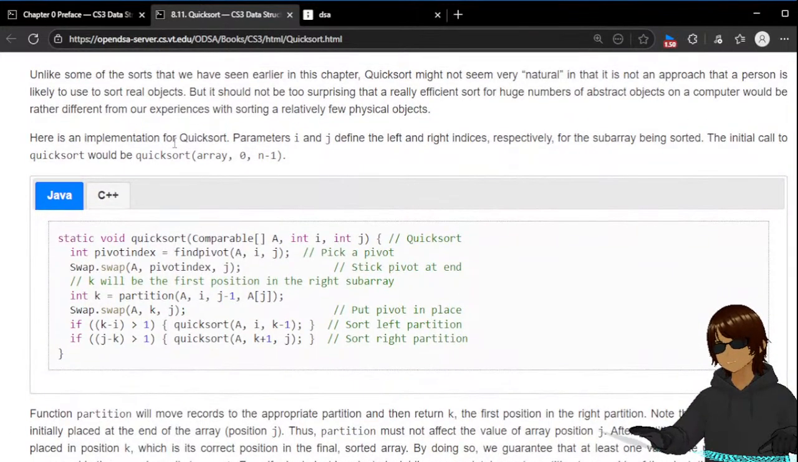Here is an implementation for quicksort. Parameters i and j define the left and right indices respectively for the subarrays being sorted. Initial call to quicksort would be quicksort array, 0, and n minus 1. So quicksort the array and then i and j. So pivot index, find pivot, pick a pivot, and then swap. Pick a pivot at end. k will be the first position in the right subarray. Partition, swap.